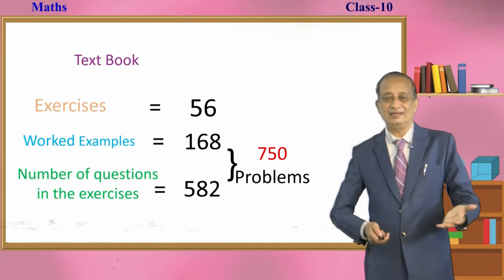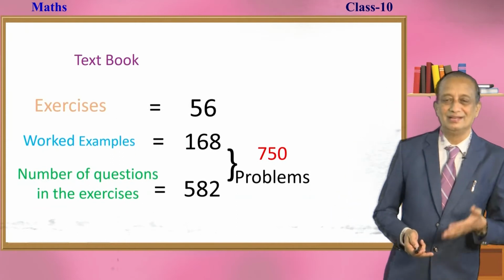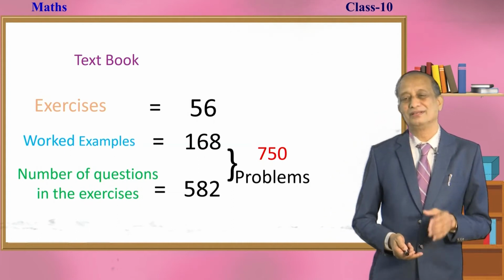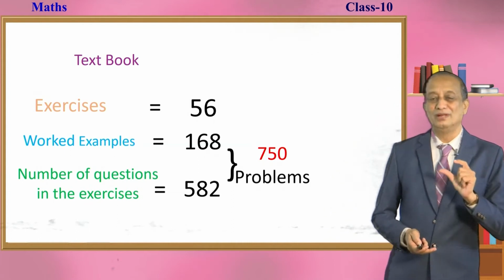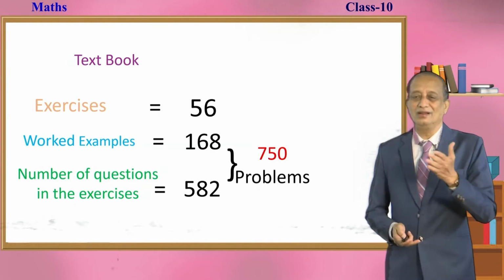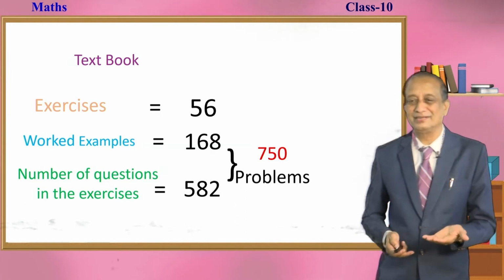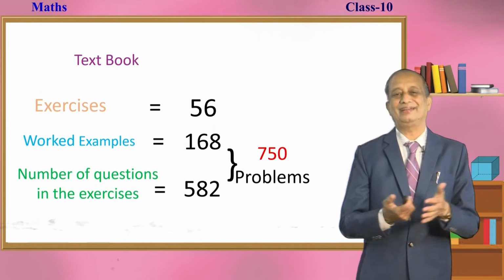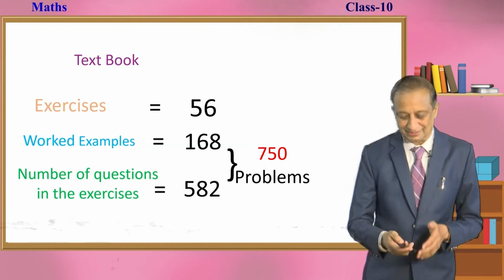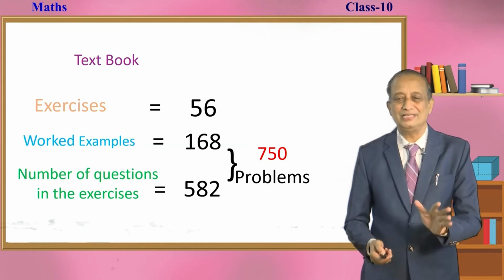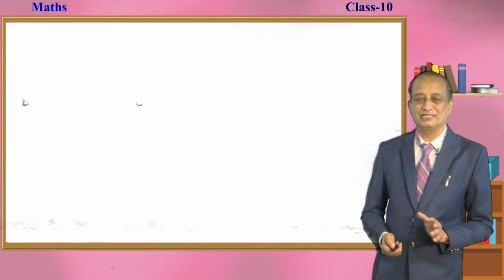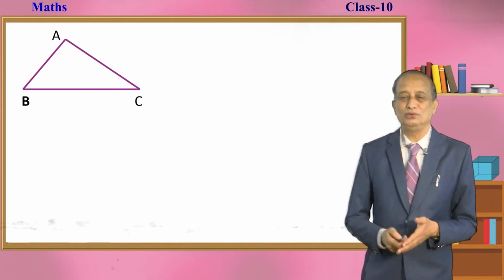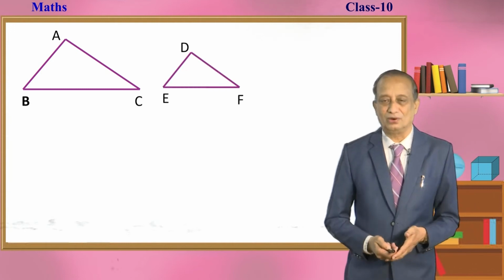And in the entire textbook the statistics is this: about 56 exercises are there, 168 problems with 582 exercise questions are there, children. Altogether it works out to be 750 problems. The more problems we work out, the more clarity we have. Don't think otherwise. It is a very, very small thing. Please bother to understand the entire textbook. Okay. Now, with this introduction, I am going to start the chapter called triangles.